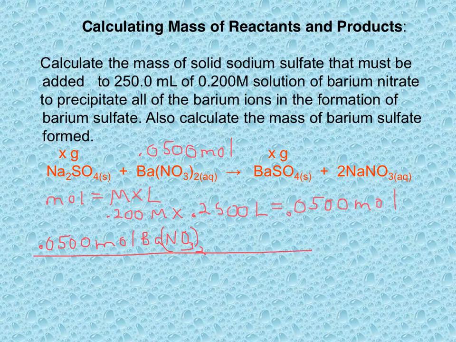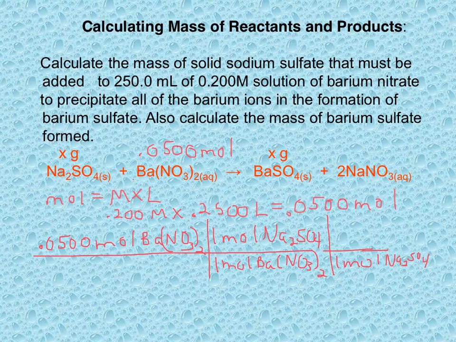That's the moles of the given, so the coefficient in the balanced equation: for every 1 mole of barium nitrate that reacts, I also will need 1 mole of the sodium sulfate to react with it. And since I want grams, the last step is to convert the moles of sodium sulfate to the grams.